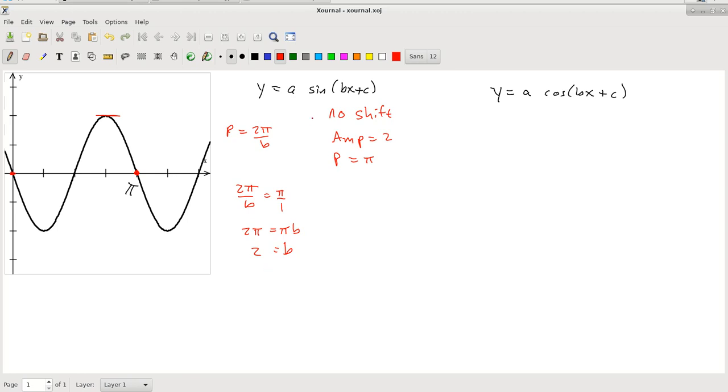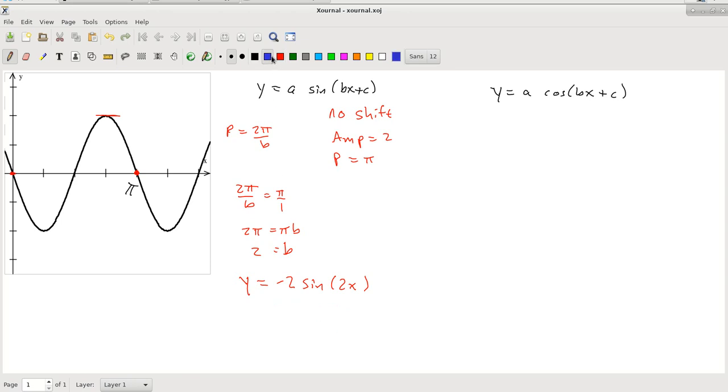Finally, the amplitude is 2. However, the number out in front is not necessarily the amplitude. It could be positive or negative. And in this case, the graph starts out heading downward. So we know that a is going to be the negative amplitude. So putting this together, y equals negative 2 sine of bx, so 2x, and there's been no shift. So y equals negative 2 sine 2x.